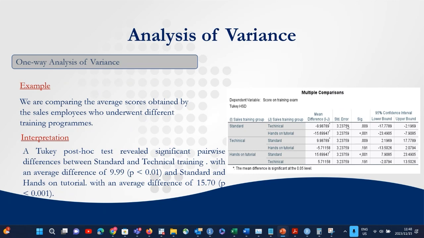If we look at our post hoc analysis, it's telling us that standard and technical differ significantly from each other. Standard and hands-on also do differ, but we see technical and hands-on don't differ. So the two differ significantly from standard, right? And you can look at this key, I minus J. It's standard minus J, meaning that the people who received standard scored less, on average 9.9 units less. And those who received standard versus those who received a hands-on tutorial, on average scored 15.7 units significantly less.